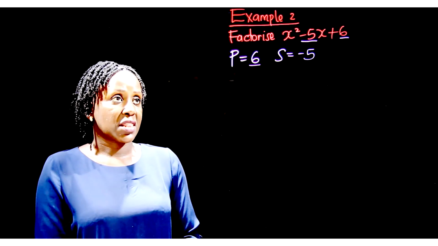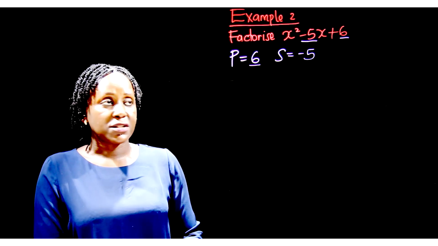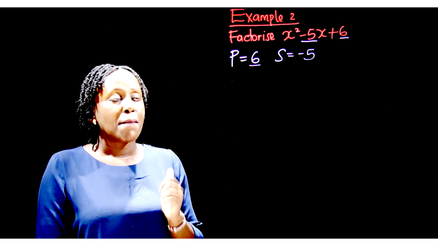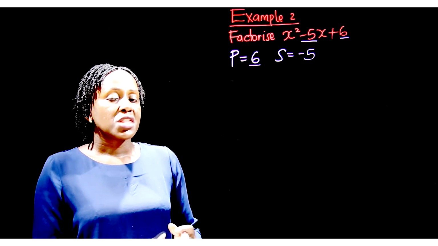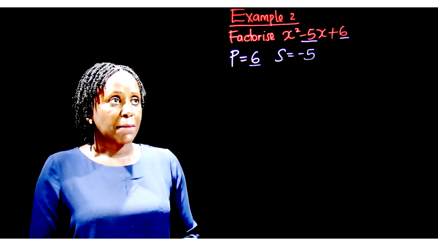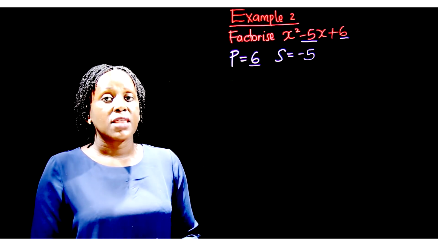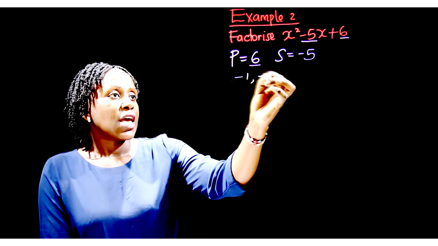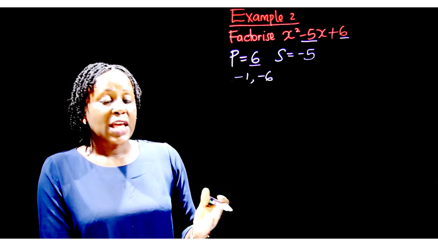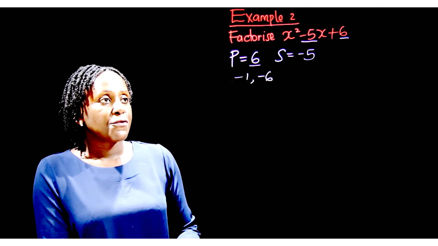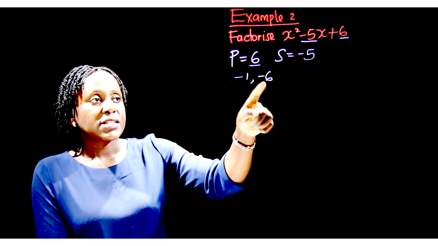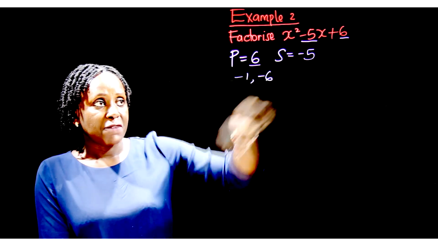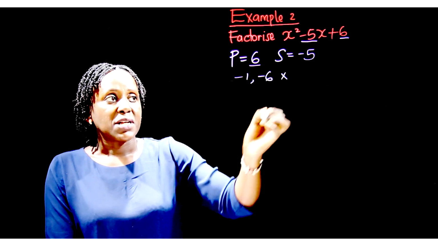Then we have to consider that the product 6 is positive. This means that both of the numbers that we choose must be negative. So think about two negative numbers such that if you multiply, they give you 6. So we have the option of -1 and -6. If you multiply the two, you get 6. However, if you add them, -1 plus -6, you get -7. But we want to get -5. So we cannot use these two numbers.